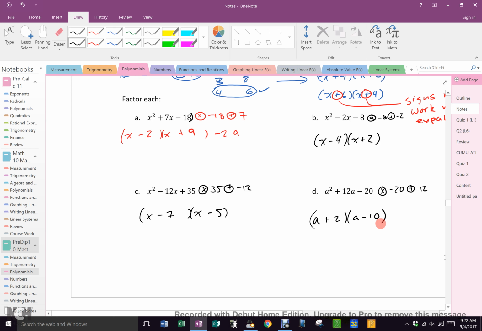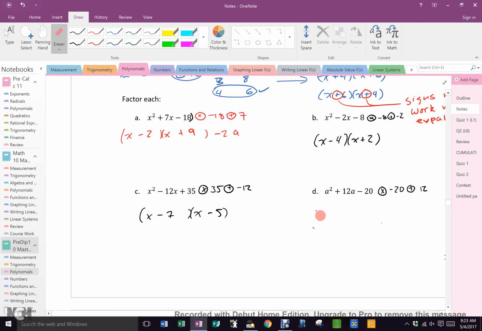Except it's not, is it? Because what happens when you expand that? What's 2 minus 10? Negative 8. Oh, okay, Mr. Myers, you got me. It must be minus 2 plus 10. No, because what's that? Positive 8. So, does this factor? No.